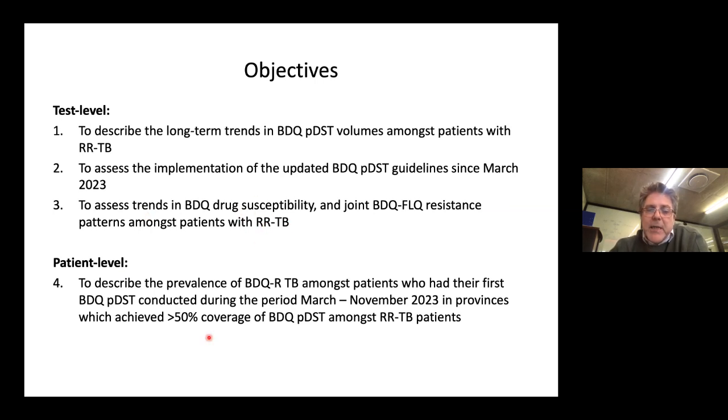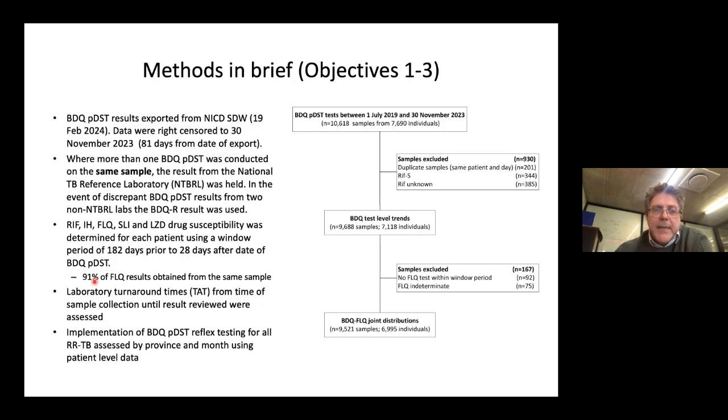And then finally, at a patient level, in the last part of this presentation, I'll turn to a cross-sectional analysis to describe the prevalence of bedaquiline resistance amongst patients who had their first ever bedaquiline test conducted under the period of the new guidelines between March and November 2023, in provinces which had achieved at least a 50% coverage of bedaquiline PDST amongst RRTBs. So we've got to go through this first period in order to understand the data generation process, because we're using routine laboratory data, in order to understand what that means for the patient level data.